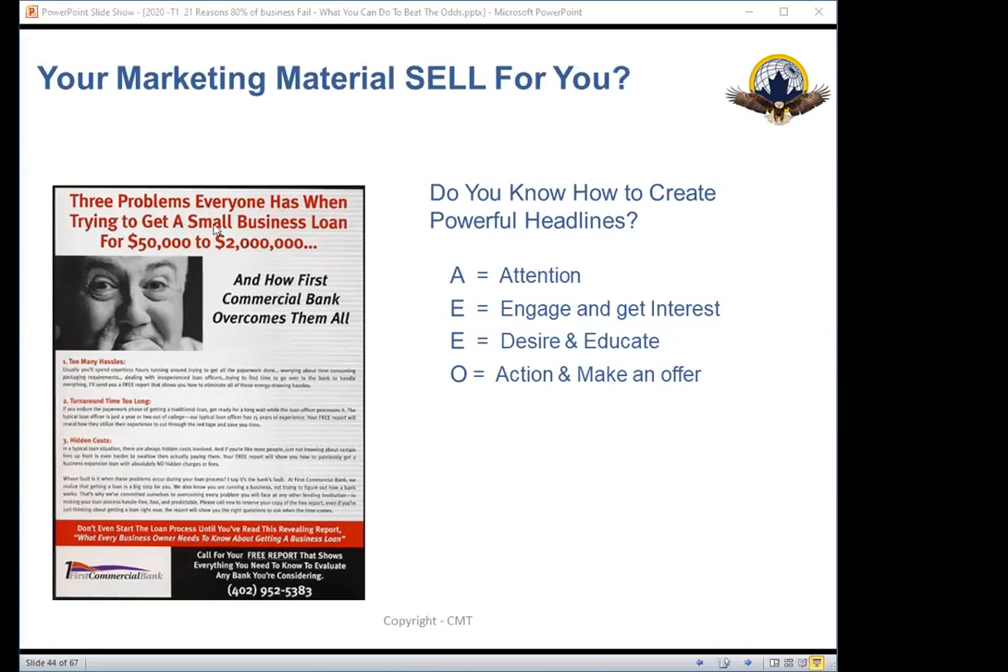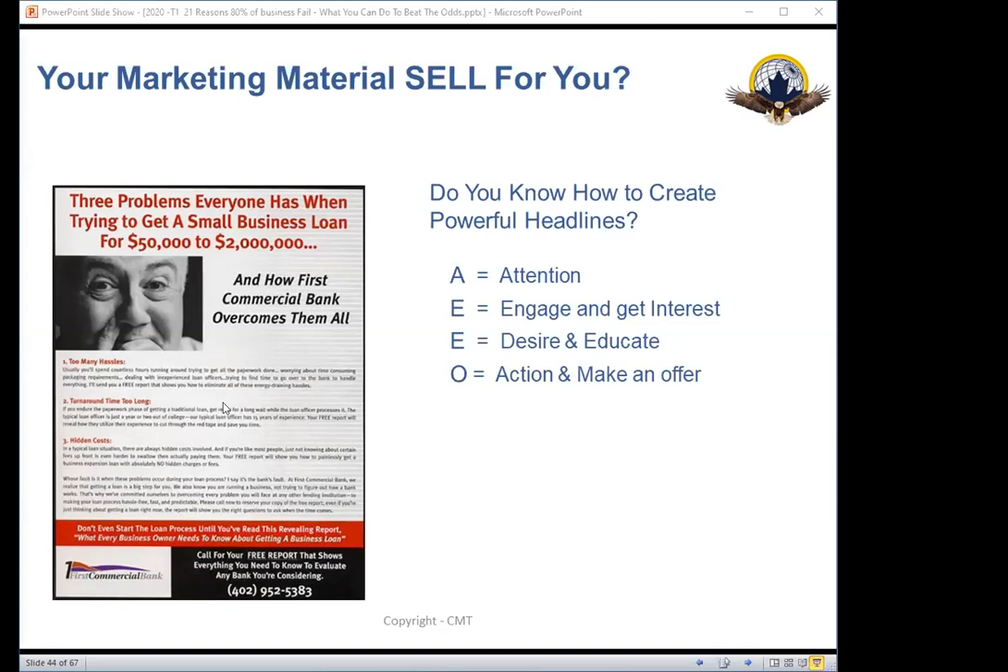3 problems everyone has when trying to get a loan for $50,000 to $2 million, and how First Commercial Bank overcomes them all. We've identified the major pain button. Small businesses that want a loan between $50,000 and $2 million. How we overcome all those challenges. What we've identified is that most of those other lenders have too many hassles. Their turnaround times are too long, and they have hidden costs. Those are the hot buttons, and this is how we've identified them, and we've positioned it in such a way that we can give them a free report so they can evaluate everything that they need to know before going to any bank before asking questions. And you can phone in for that special report.